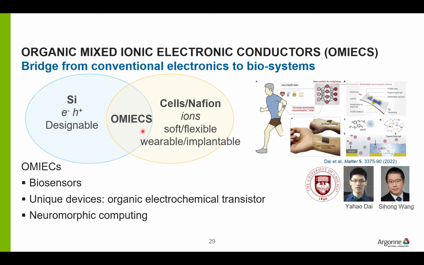So these materials form kind of a bridge from conventional electronics to biosystems, where silicon, for all its great performance, and we can design very high performance devices that transport electrons and holes, but that doesn't interface so well with biology, where things are kind of soft and squishy. And so you want things that could be wearable and implantable. That means they need to be stretchable, flexible. And OMIX kind of combine the best of these two worlds.